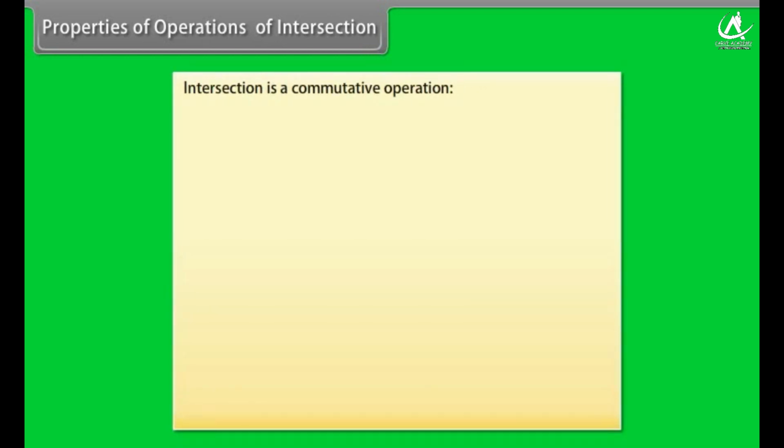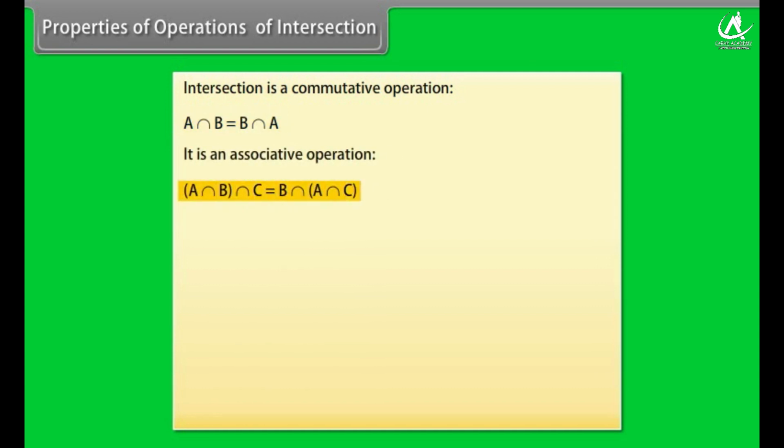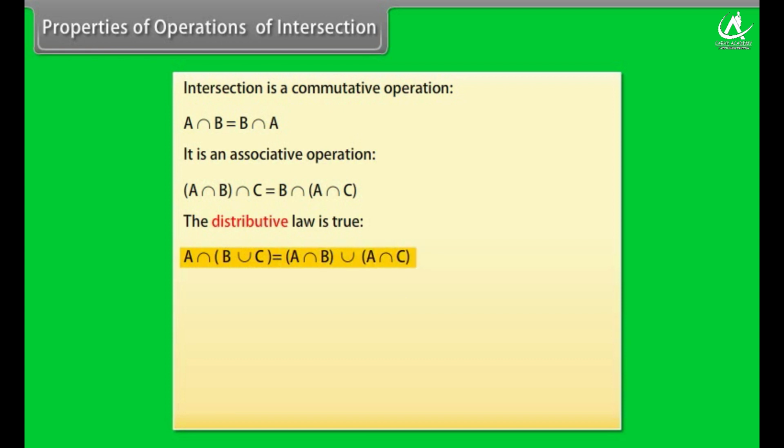Properties of operations of intersection. Intersection is a commutative operation: A intersection B is equal to B intersection A. It is an associative operation: A intersection B intersection C is equal to B intersection A intersection C. The distributive law is true: A intersection (B union C) is equal to (A intersection B) union (A intersection C).